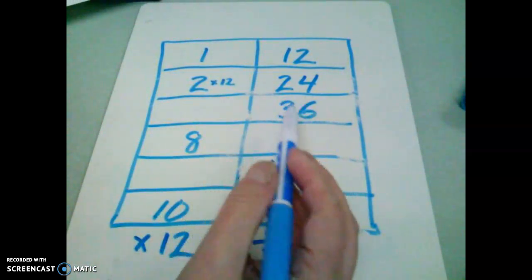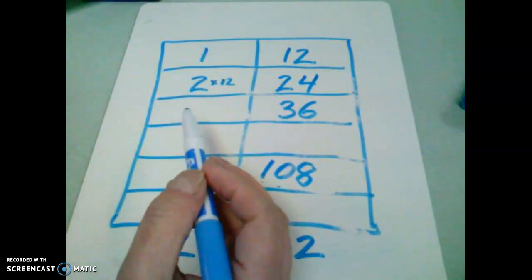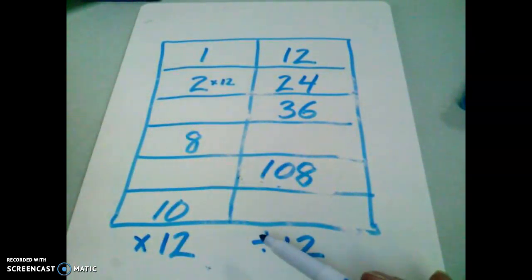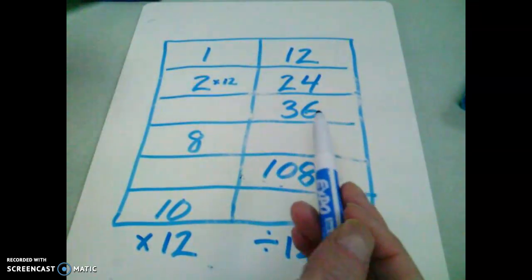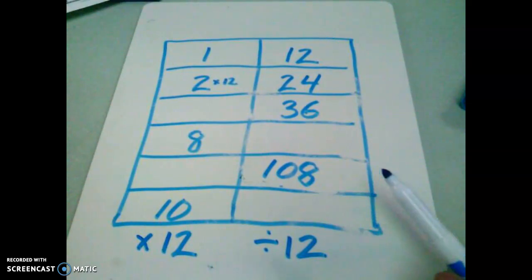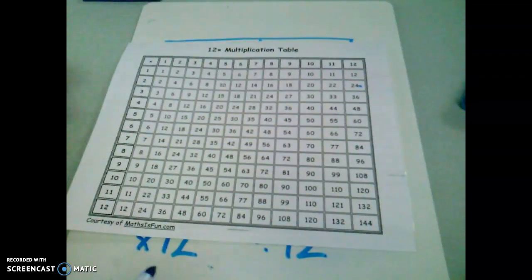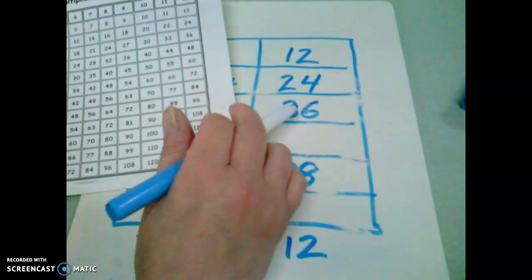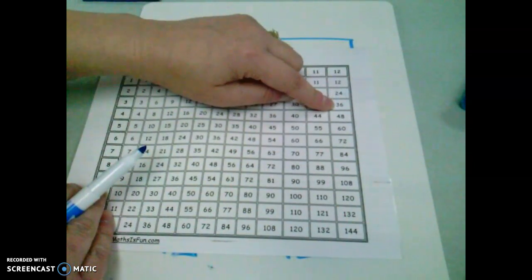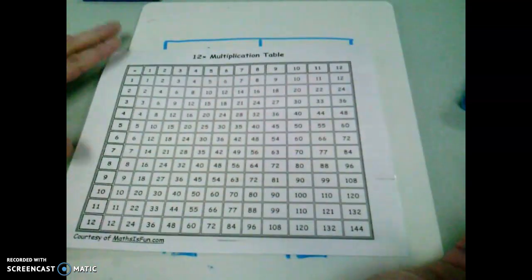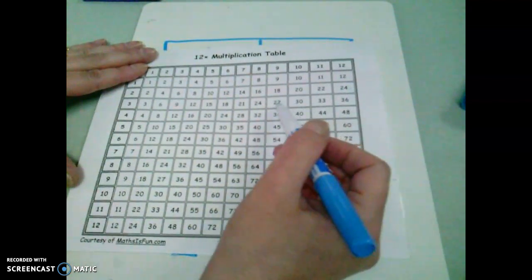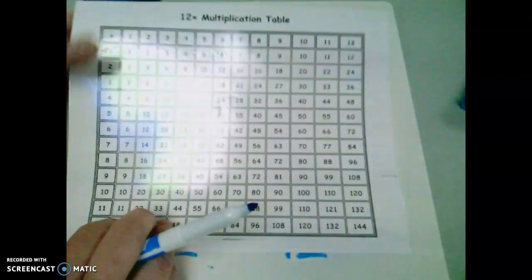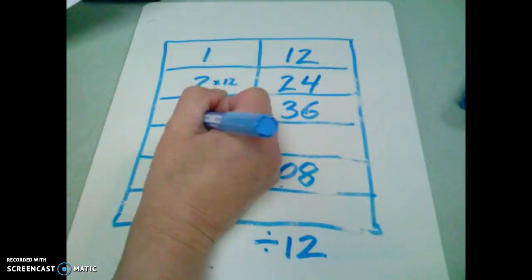Now this time I know the big number and I don't know the little number. So I have to think what number, if I divide 36 by 12, what number do I get? So I'm going to pull up my multiplication chart. I'm going to go down my 12 column till I get to 36. Oh, there it is. Okay, 36. Hard to see, sorry. Then I'm going to go across so I know what number it is. Oh, it's 3.